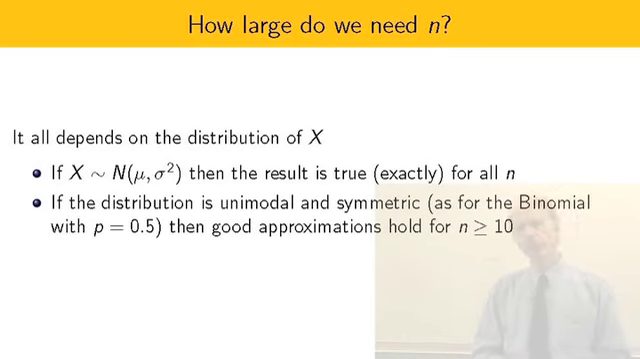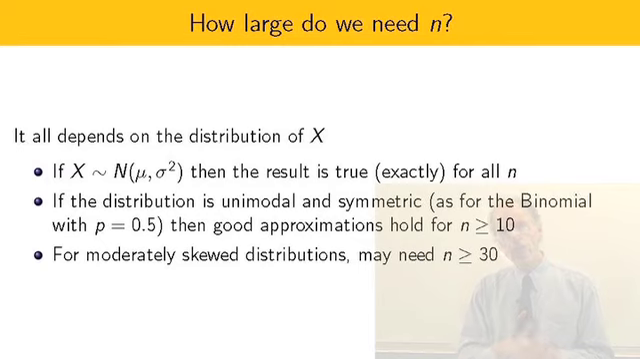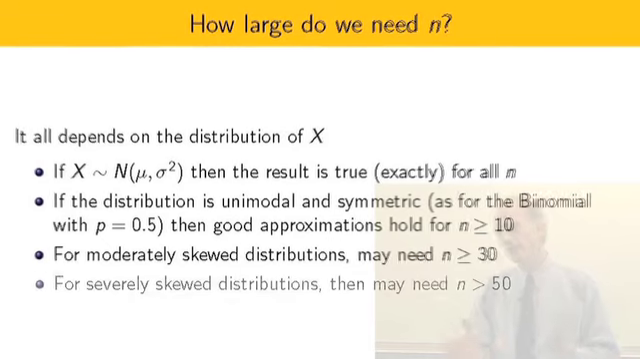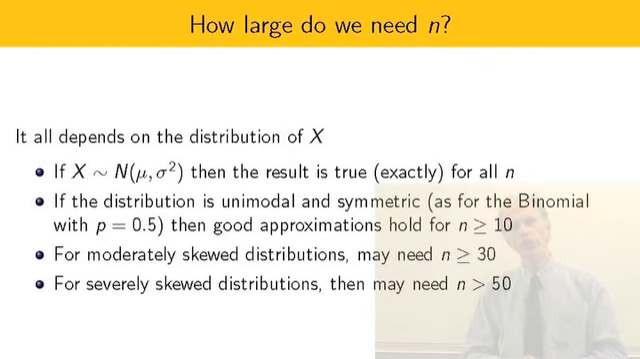If you have a distribution which is quite skewed, as it was for the case when p equals 0.2, in that case, you might need n to be at least 30. So round about 30 could be enough in those cases. And if it's severely skewed, maybe if you had p down to maybe 0.1 or 0.01, then you would need n to be about 50 or more. But it clearly depends on the value.